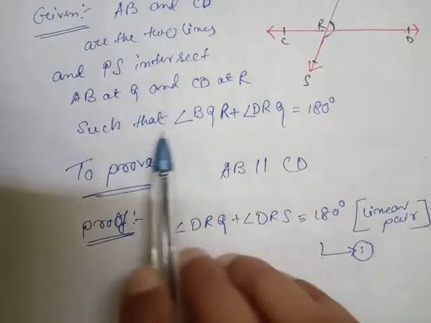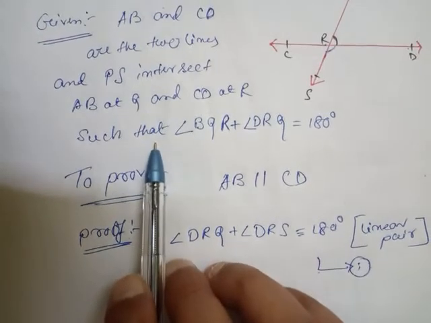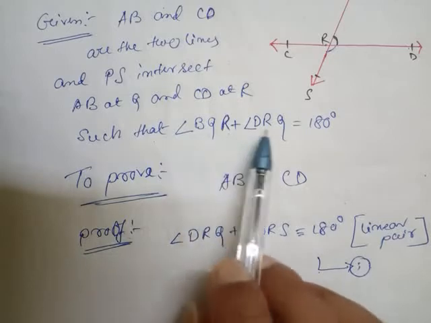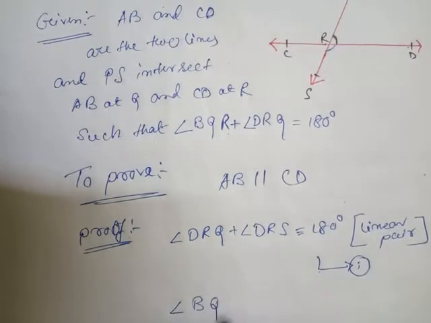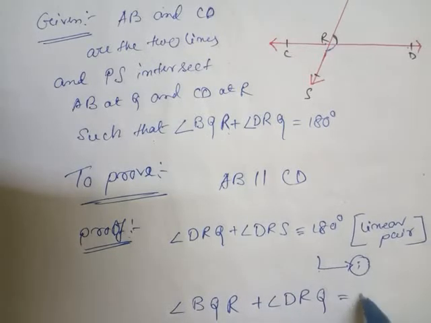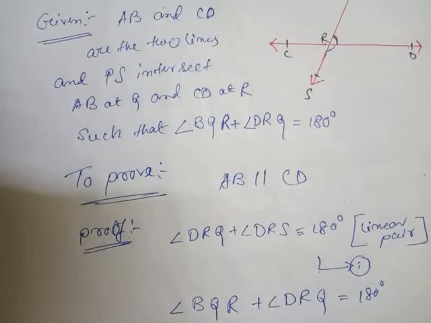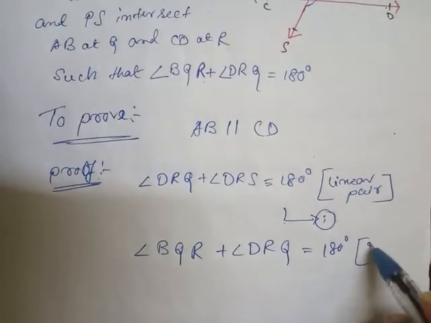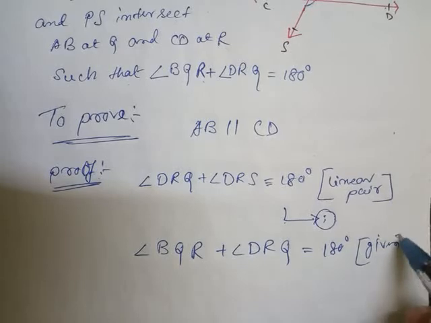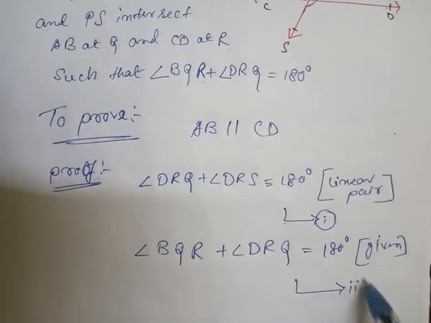Now what is given in the given portion? We'll write this one here again: angle BQR plus angle DRQ equals 180 degrees, and we'll write the reason here, given. This is our equation number 2.